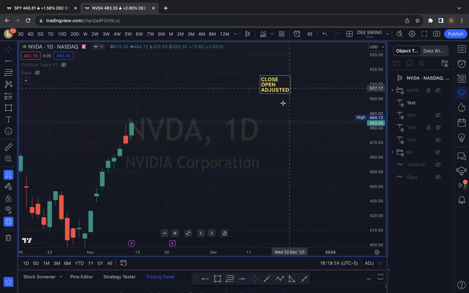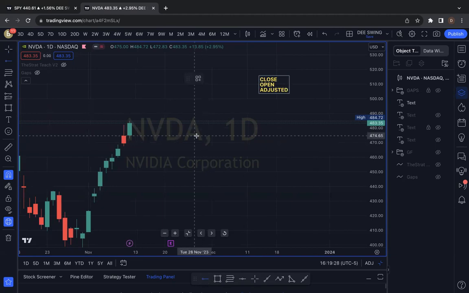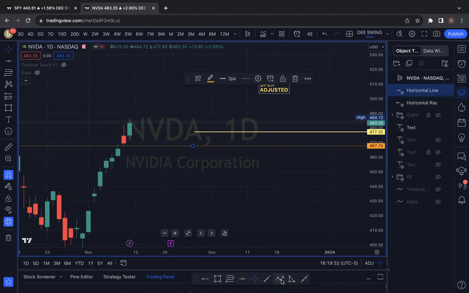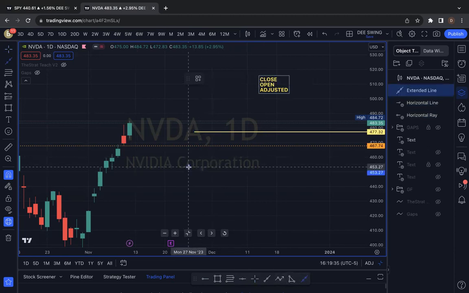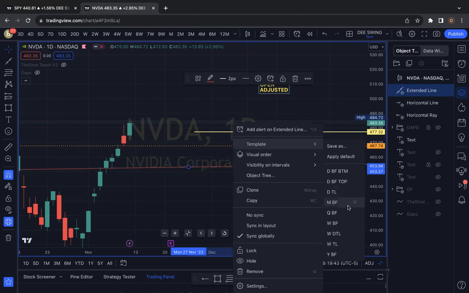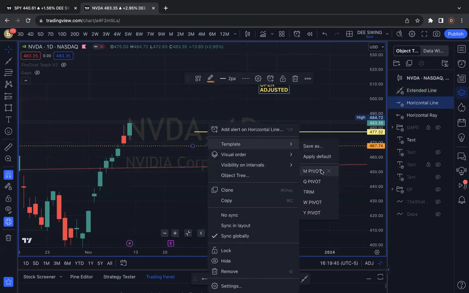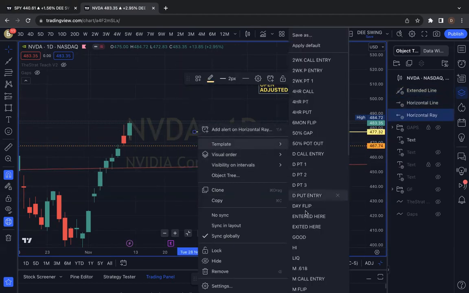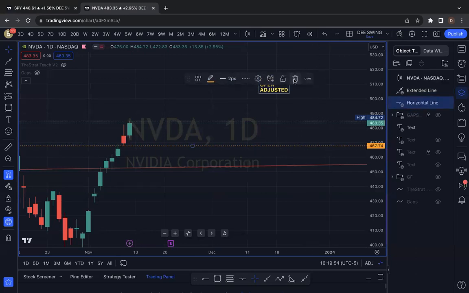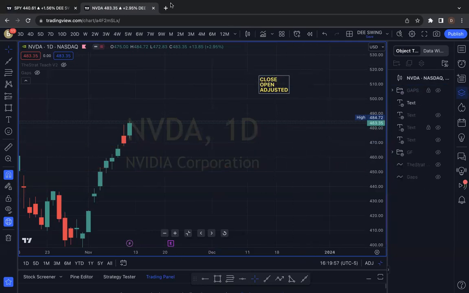Now, templates are only used for the tool you associate them with. So if I have a template for a horizontal ray, or a horizontal line, or an extended line, they're going to have different templates because they are different tools. So this template is going to have different settings than this one and this one. They have to match up with the tool you are using. Hope that answers your question.